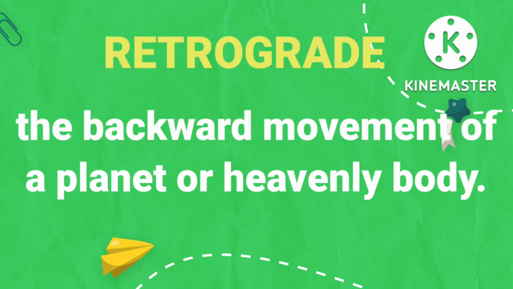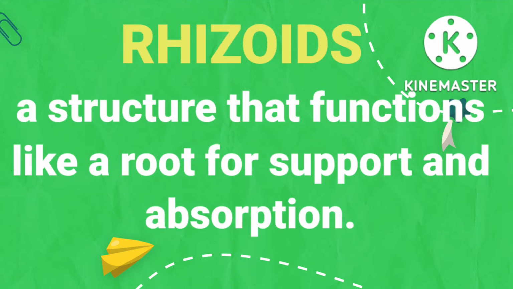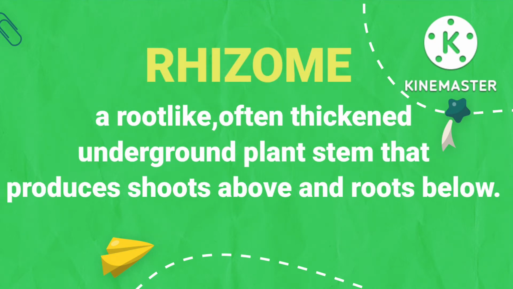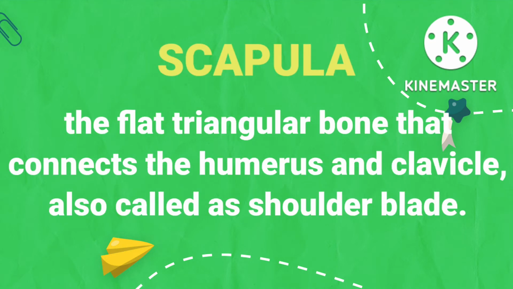Retrograde. The backward movement of a planet or heavenly body. Rhizoids. A structure that functions like a root for support and absorption. Rhizome. A root-like, often thickened, underground plant stem that produces shoots above and roots below.